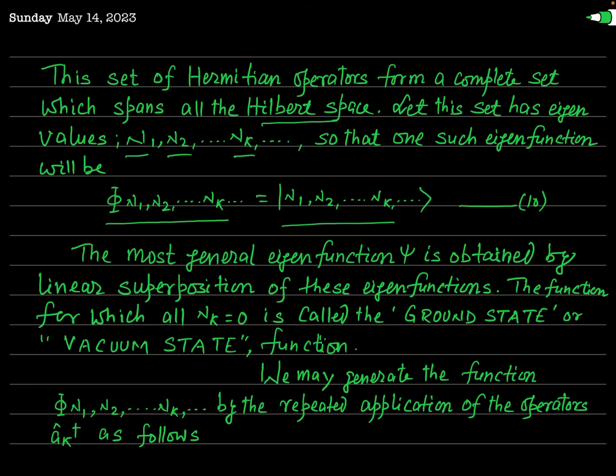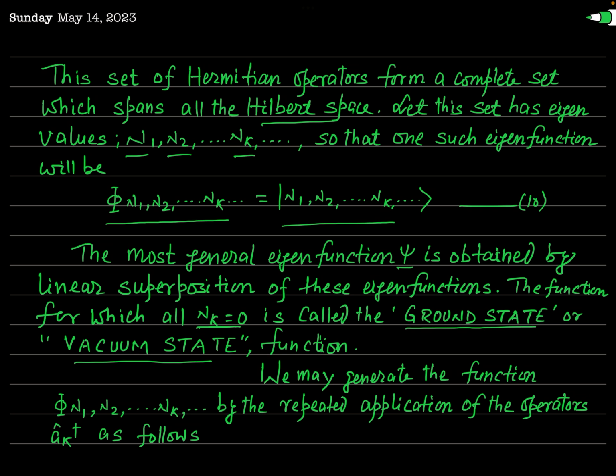Actually, the most general eigenfunction psi you can obtain simply by the linear superposition of these eigenfunctions. The eigenfunction for which nk is equal to 0 is called the ground state eigenfunction, or the vacuum state function. So remember this: the eigenfunction for which nk is equal to 0 is called the ground state function or the vacuum state function.